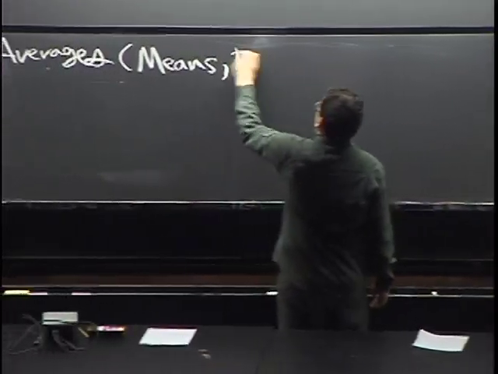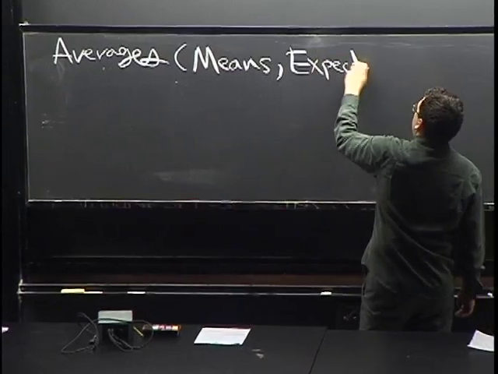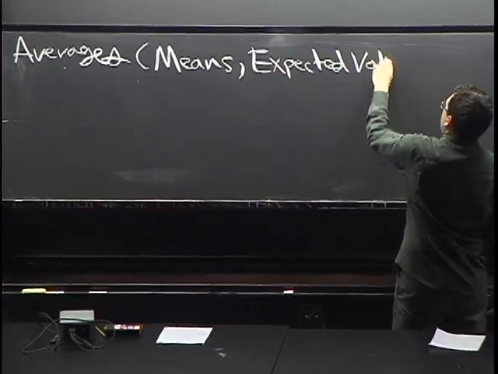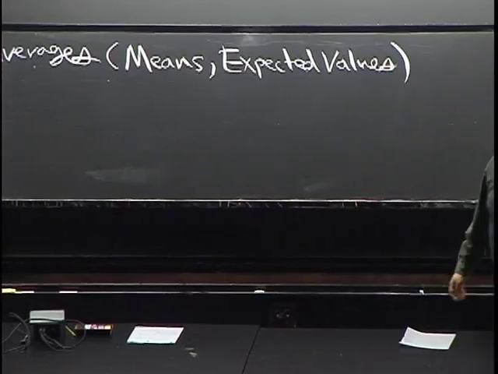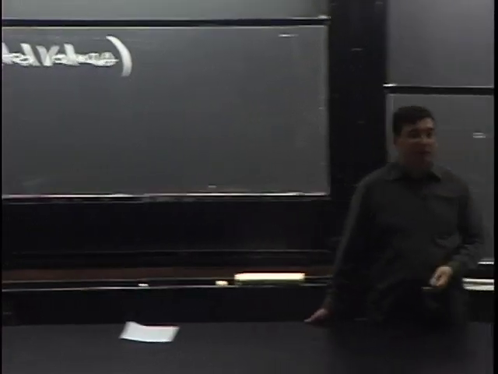And it's also called expected value. All of these are the same thing, so we use those interchangeably. Okay? So we want to know, how do we take the average of a random variable?